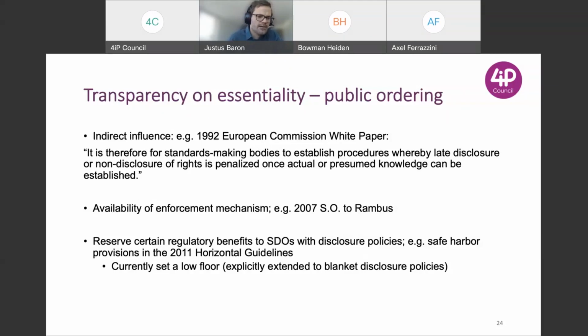And finally, there's an option for policymakers to reserve certain benefits to certain SDOs that have disclosure policies that they like. One example of that is the safe harbor provisions in the still current horizontal guidelines of the European Commission. So that doesn't define an obligation, but it provides a certain benefit to SDOs that adopt certain policies. But even for that use, which doesn't define obligations, the Commission currently sets a pretty low floor and explicitly extends these benefits, for example, to SDOs that are fine with blanket disclosures.